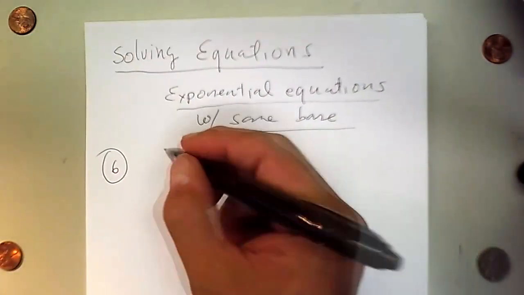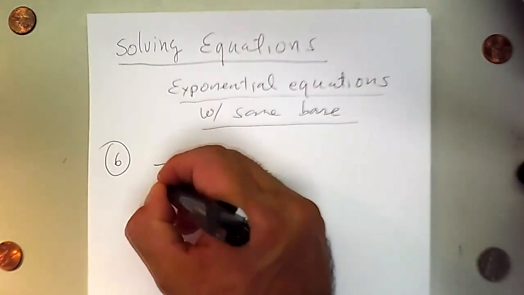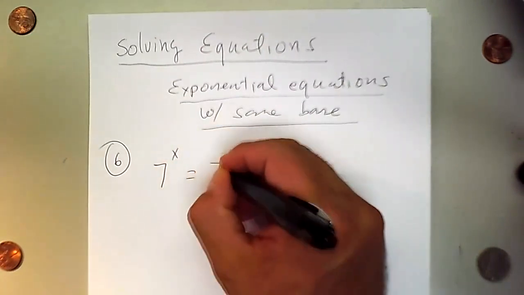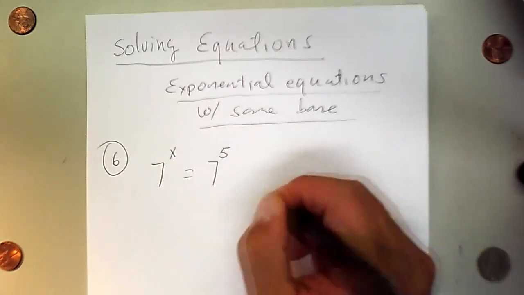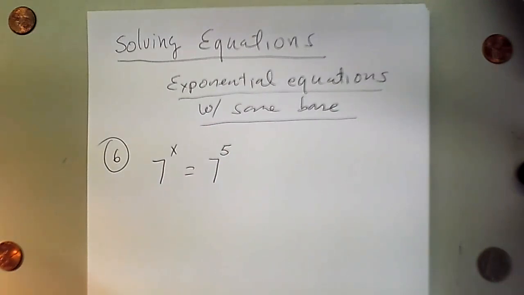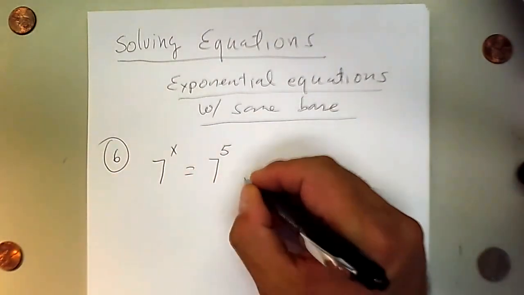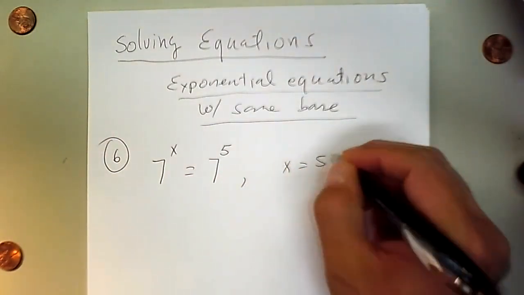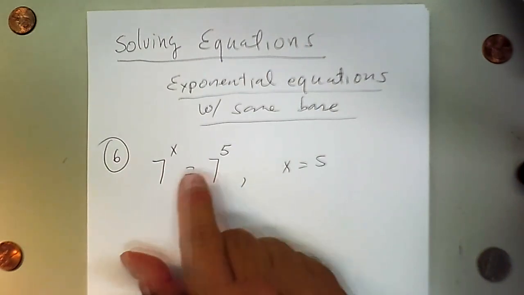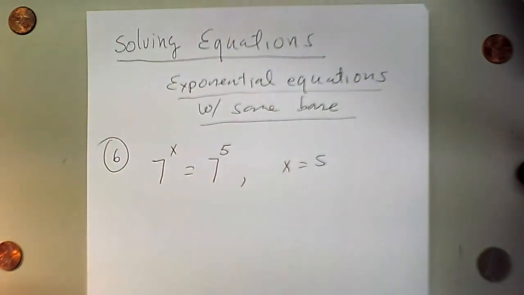Easy problem. 7 to the x equals 7 to the 5. What is x? Don't overthink it. The answer is 5, x equals 5. If we have exactly, identically the same base, nothing else next to it, then the answer is, as in this case, 5. No problem.